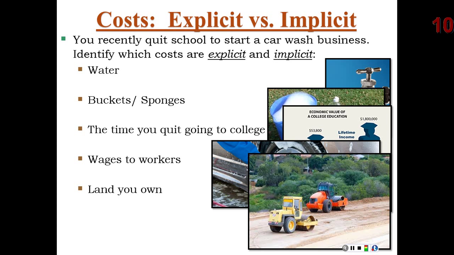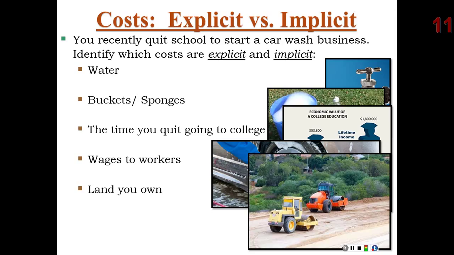This one's a little tricky. But think about it. If you own the land, do you have a rent payment or anything like that? No, of course you don't. Let's just ignore upkeep and maintenance for right now. And you're not really going to have any explicit cost with the land you own. But will you have an implicit cost?